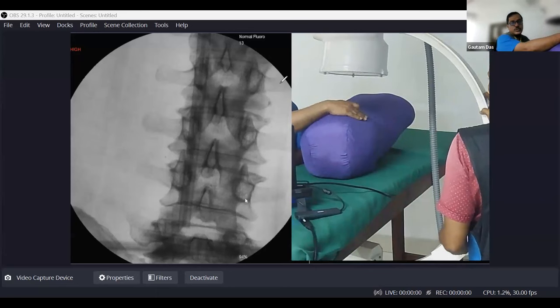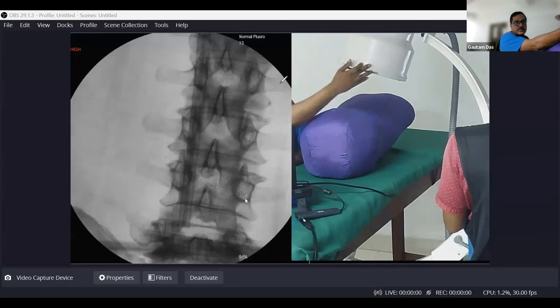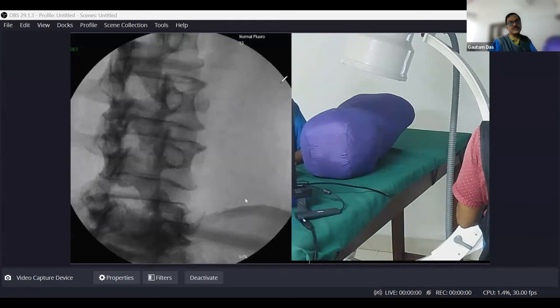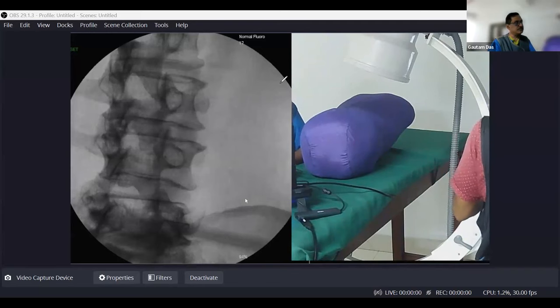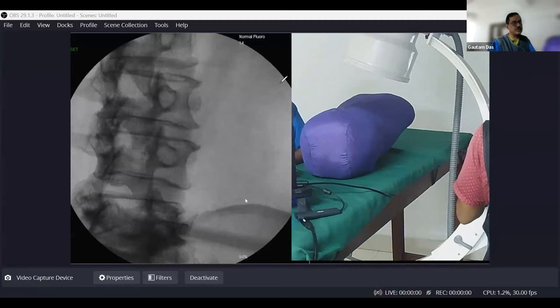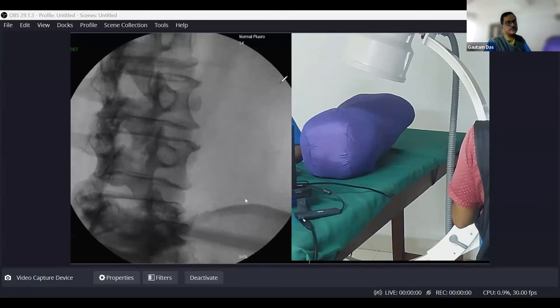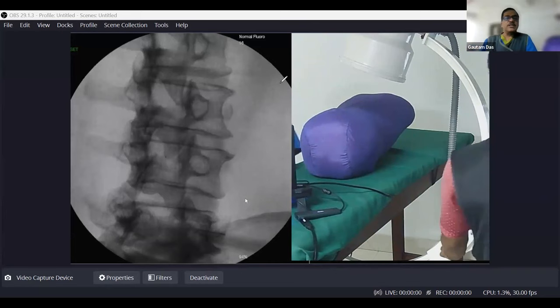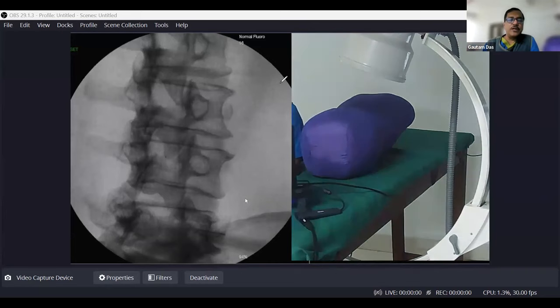If I am doing the procedure on this side, I am making oblique. Look at the CM, I am making it oblique on that side. And now see this, how the picture is changing. Correct oblique. Okay, so now the thing is, how many degrees of oblique to be done?